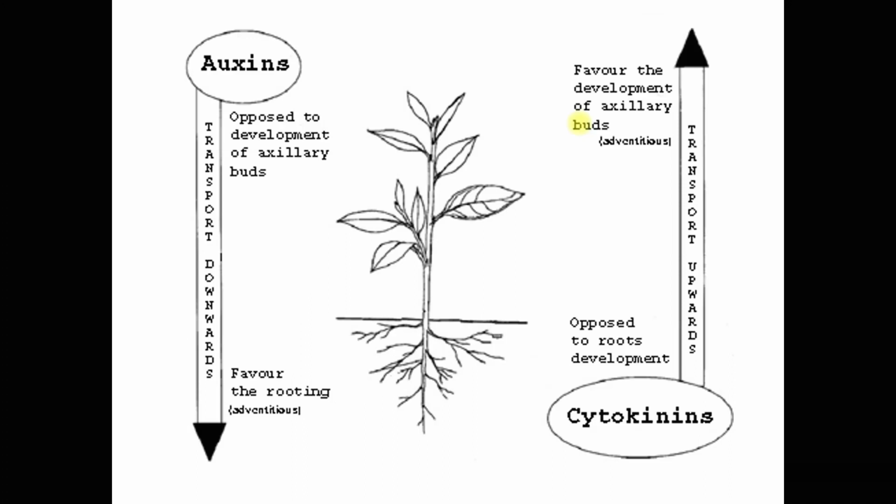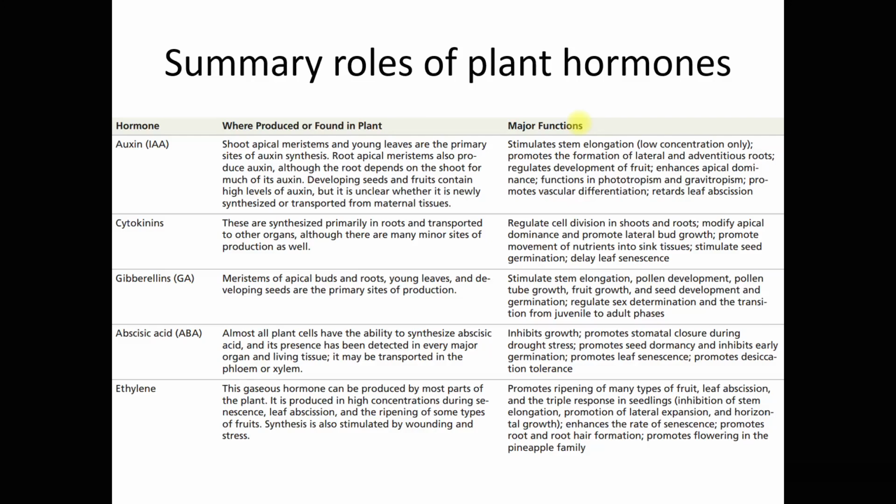So the transportation of auxin is downwards, while the transportation of cytokinins is upwards in plants. Auxin favors rooting, while cytokinins favor the development of axillary buds. These are the summary roles of the plant hormones. This is taken from the Campbell textbook, if I'm not mistaken, either Campbell or Raven textbook. It's either one.